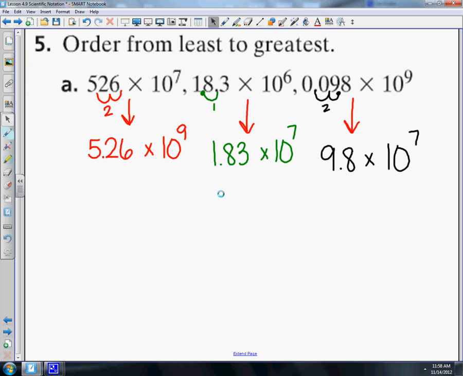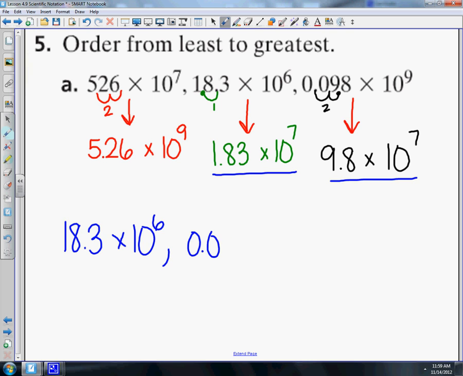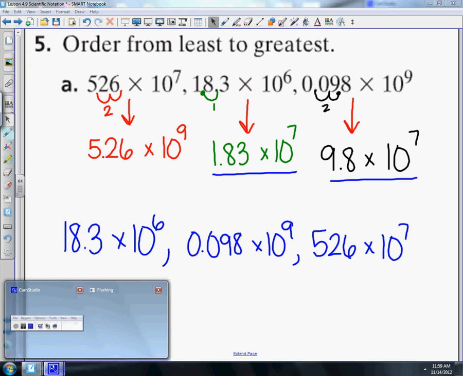So now I can see which one is the smallest. And it has to be between one of these because they're both 10 to the 7th power. And then I see that 1.83 is the smallest, so 18.3 times 10 to the 6 is the smallest, and then 0.098 times 10 to the 9th is the second, and then lastly it's 526 times 10 to the 7th. So that is it for your notes on scientific notation.